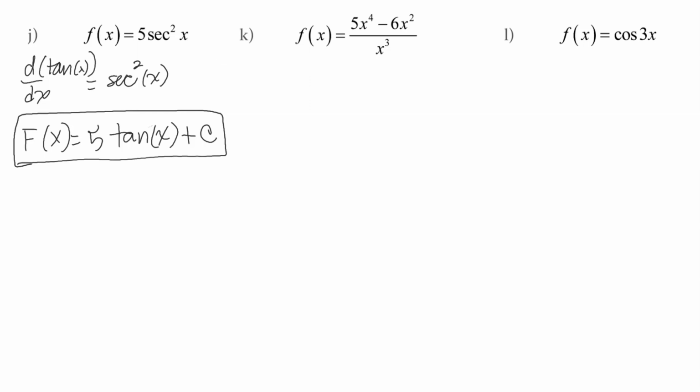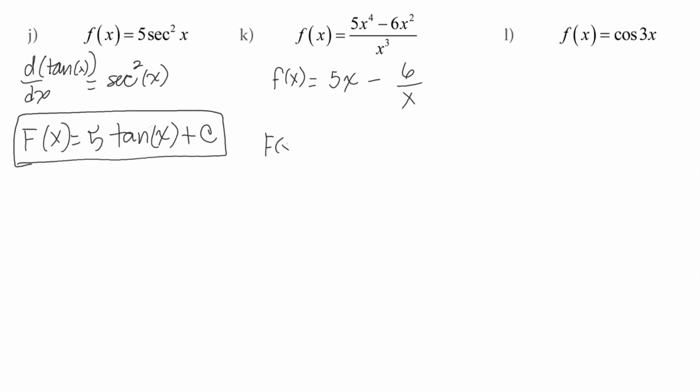Okay, next, this looks a little bit more complicated, but guess what? We can reduce that and say 5x to the fourth, all divided by x to the third. So take each term and divide it by x to the third. You will have 5x to the fourth divided by x to the third is 5x, minus 6 over x. Okay, so that's how we would simplify that.